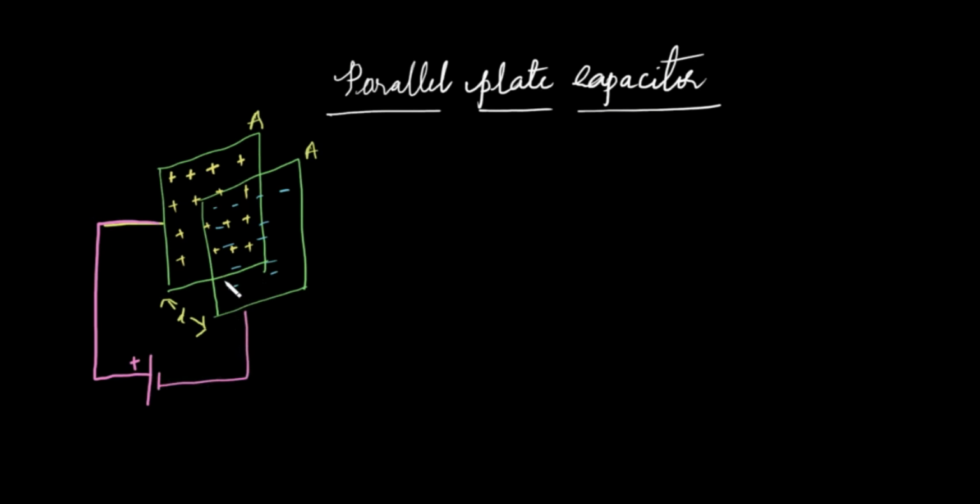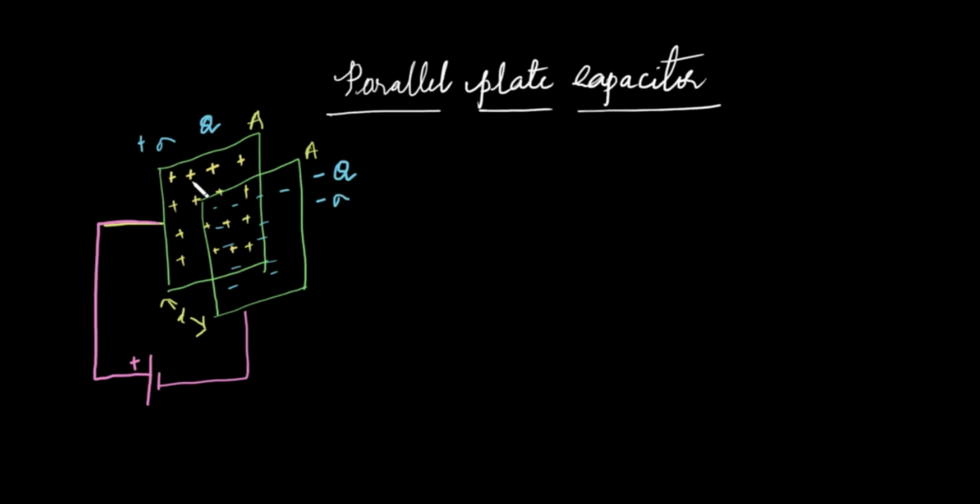Now what happens here is the charge on this plate becomes Q, so on this plate the charge is minus Q. Now charge Q on area A, we call it surface charge density. Surface charge density is plus sigma on this plate, and on this plate it will become minus sigma.